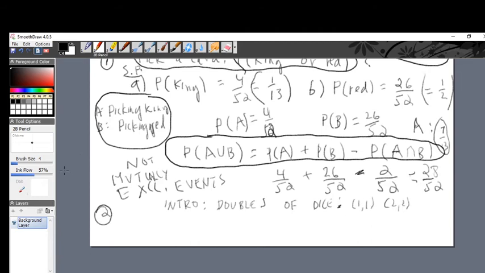So here comes the question. What if we're asked as follows? What is the probability, when 2 dice are thrown, of getting doubles or a sum of 6?